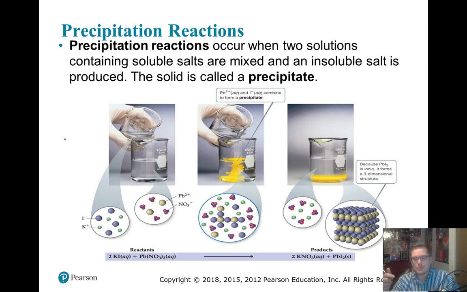So in this example, they're starting with one solution that's got potassium iodide up here, and down here we've got lead nitrate. Both of these are clear solutions, soluble ions in there. And then they get mixed, and the lead and the iodides get attached to one another, and they form a precipitate, which is this yellow stuff here. And so here's our balanced chemical equation. We've got potassium iodide with lead nitrate makes potassium nitrate and lead iodide.